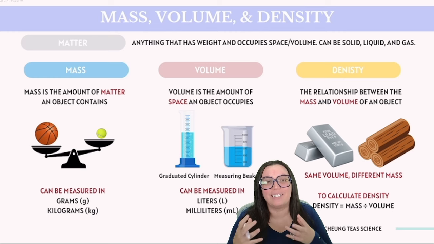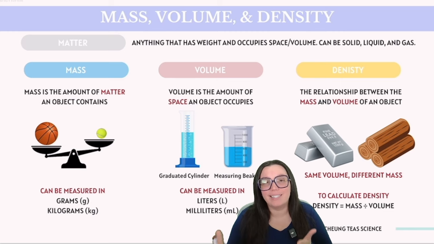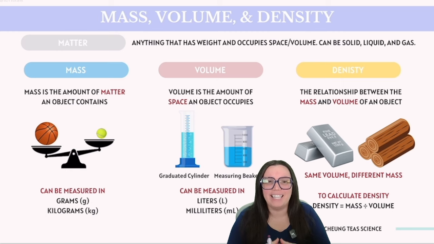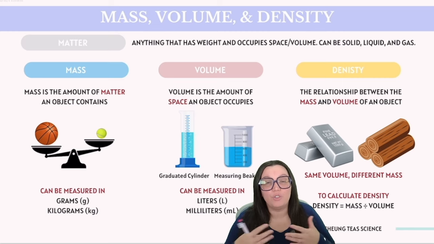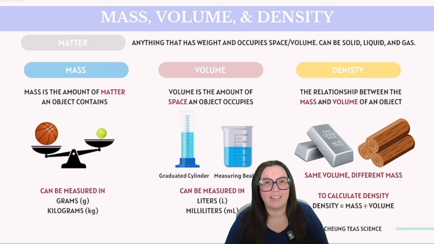And then lastly, we have density, and this is defined as the relationship between an object's mass and its volume. For example, let's consider a block of lead and a block of wood that are roughly about the same size, meaning that they have similar volumes. However, that lead is going to be significantly heavier, indicating a greater mass, which results in differing densities between the two. To calculate the object's density, you're going to divide the mass by its volume using the formula: density equals mass divided by volume.